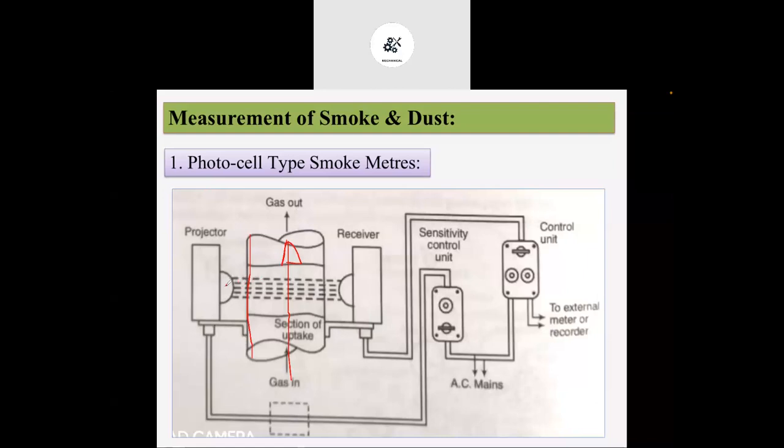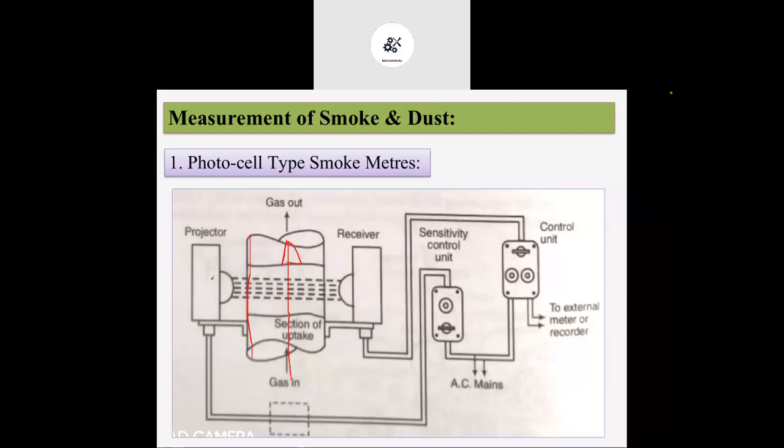Now, if the amount of smoke particles or dust particles present inside the flue gases is more, in that case, whatever radiation or light comes from the projector does not pass through this flue gas flow, and the receiver will receive less and less light or radiation. If the amount of smoke particles is less, in that case, more and more radiation will be received by the receiver.